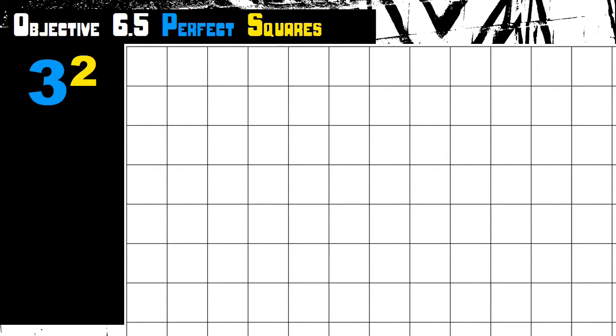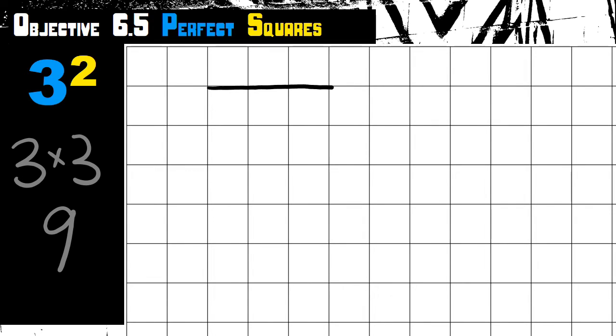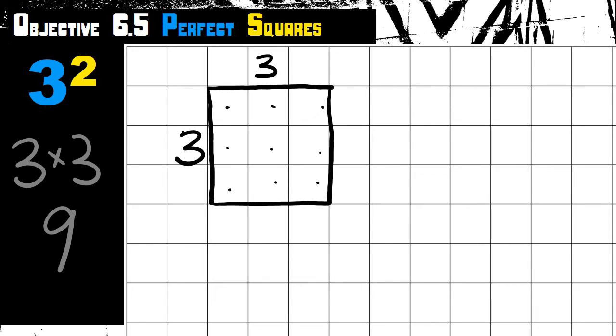Let's go to 3 squared. 3 squared is very simply 3 times 3, which gives us 9. Here's the way this is going to look. We draw our length as 3 and our width as 3, and finish out our square. We label our length and our width as 3. That gives us a total of 1, 2, 3, 4, 5, 6, 7, 8, 9 squares in the middle. So we can say that 9 is a perfect square.